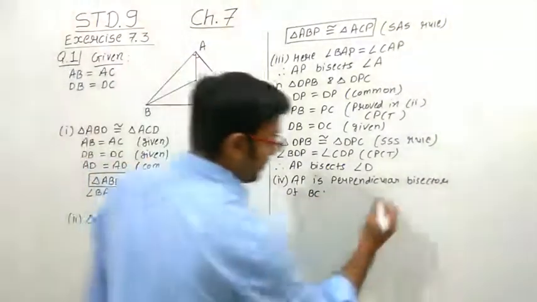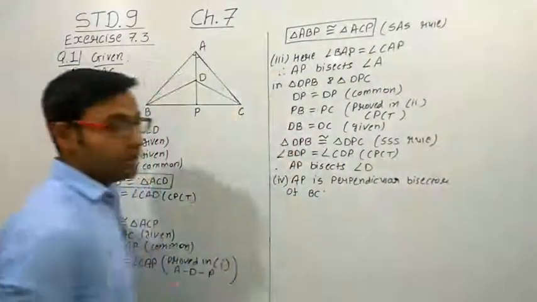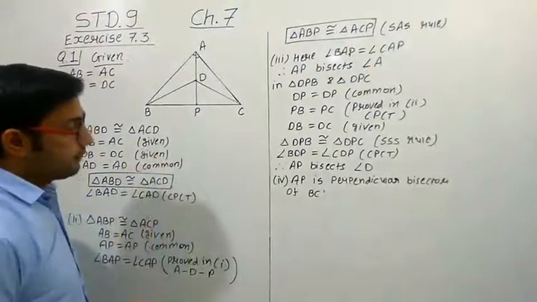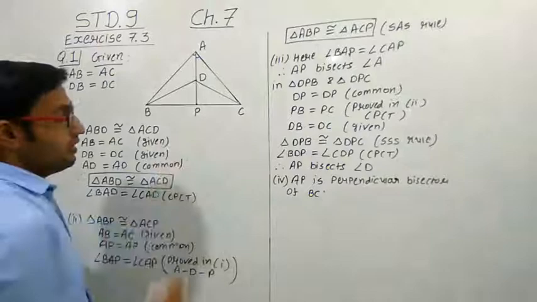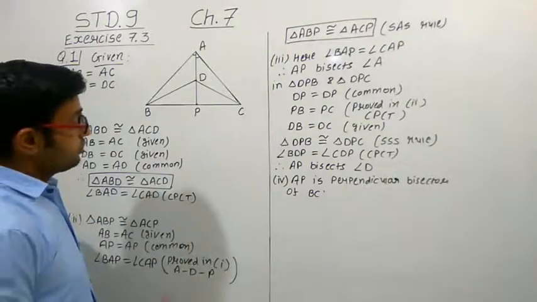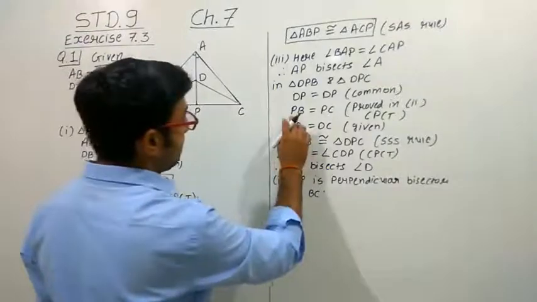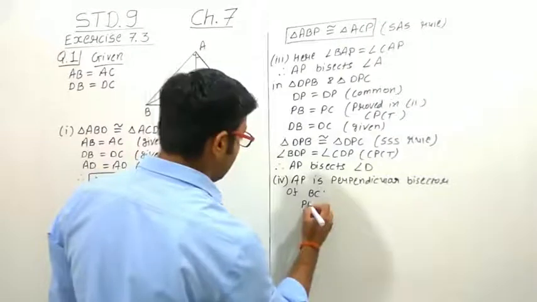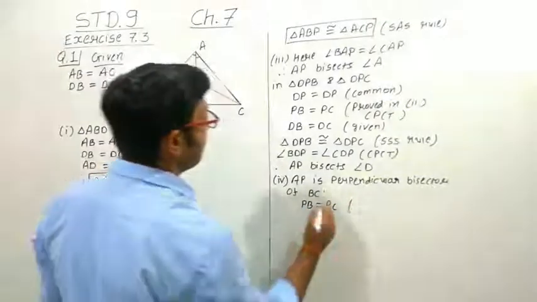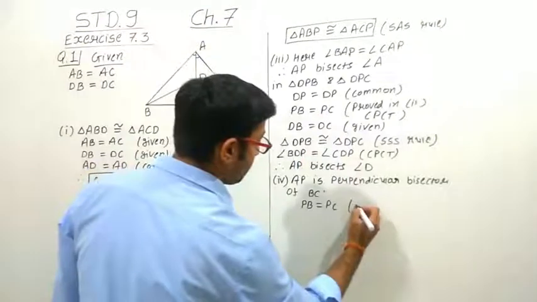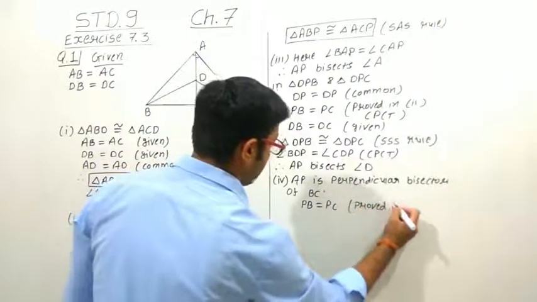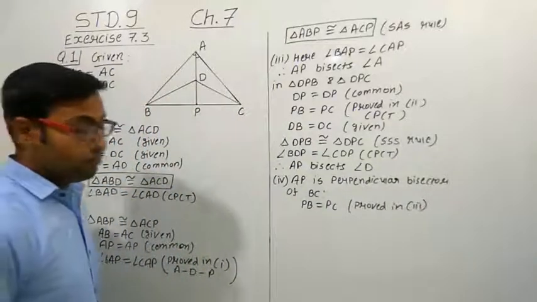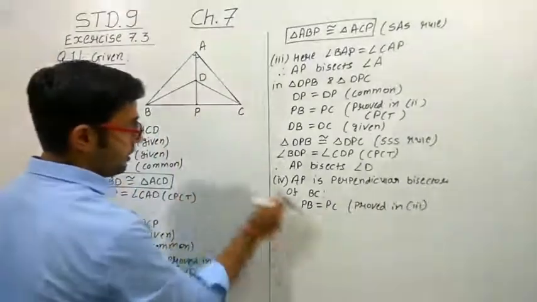Now, in the previous class we studied the meaning of the perpendicular bisector. Perpendicular means we have to prove that this angle is 90 degrees, and that PB and PC are equal. These two things we have to prove. One thing, PB is equal to PC, we have already proved in the third step. These two portions we have proved are equal.